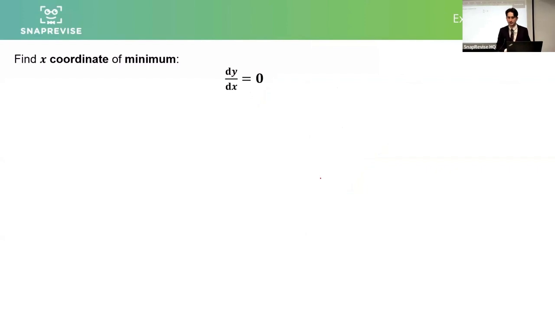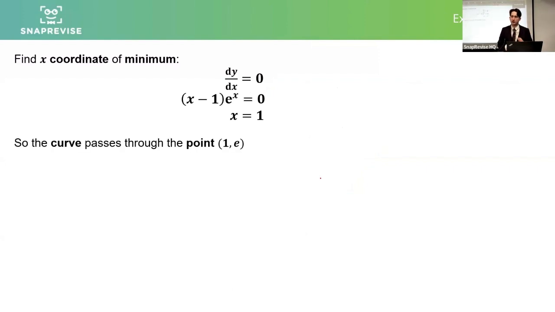And remember, they started by giving us the derivative. So if we set (x minus 1)e to the x equal to 0, there's only one solution to that. e to the x can never be equal to 0, so x must be 1. So now we actually have a coordinate that we can explicitly sub in. So this is the coordinate (1, e): x value 1, y value e.